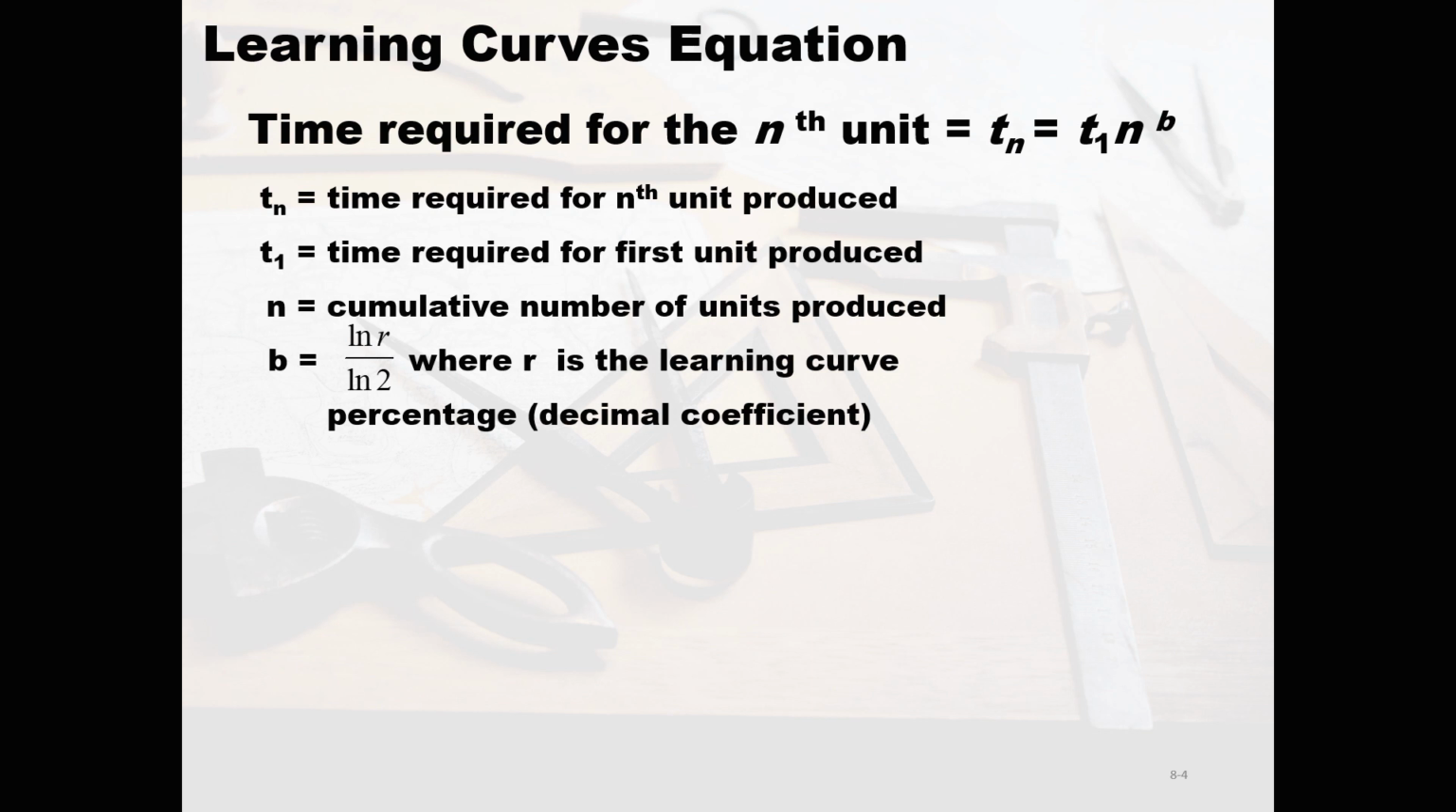b is the natural log of the learning curve, in our previous example 0.95, divided by the natural log of 2. Let's go over that a little bit more. The natural log is log base e, and e equals 2.71828..., so it's a number kind of like pi.